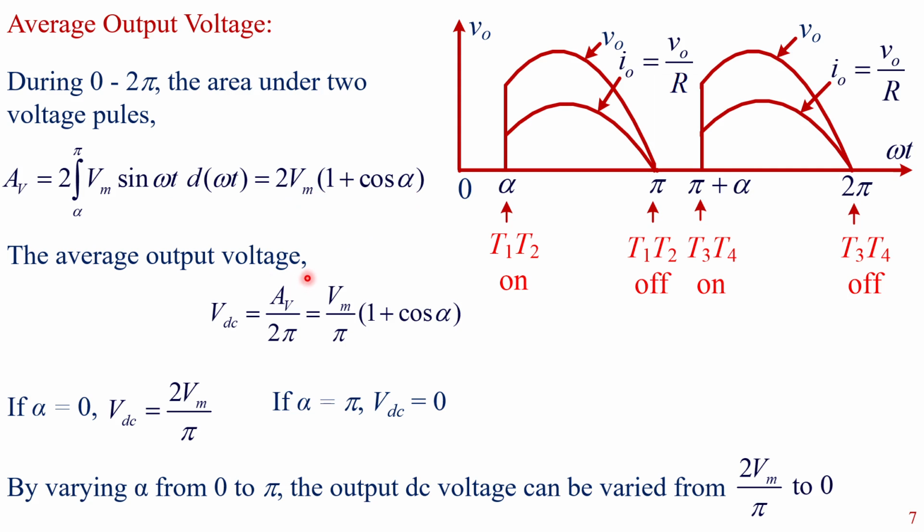The average output voltage equals area under 2 pulses over time period, and the final expression is Vm over pi times 1 plus cos alpha. If firing angle alpha equals 0, VDC equals 2 Vm over pi, and if alpha equals pi, VDC equals 0. By varying alpha from 0 to pi, the output DC voltage can be varied from 2 Vm over pi to 0.